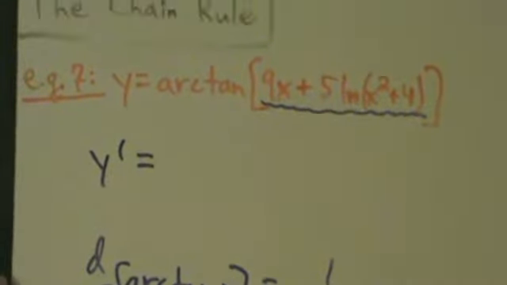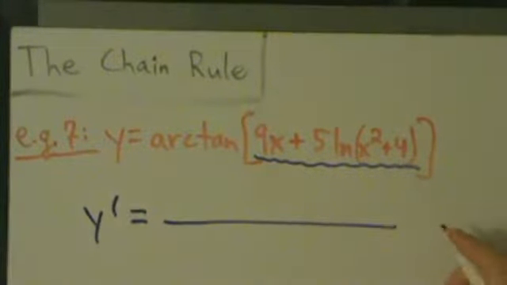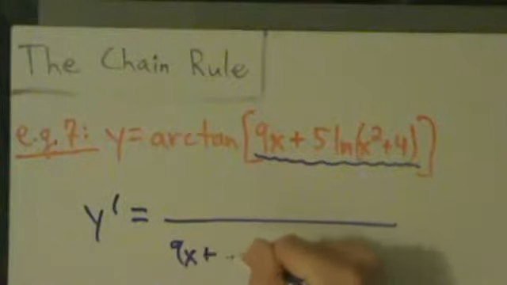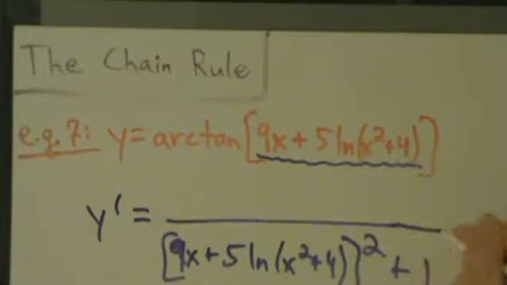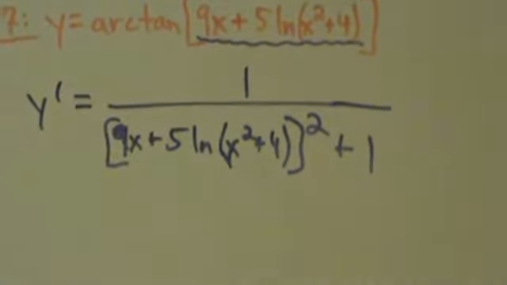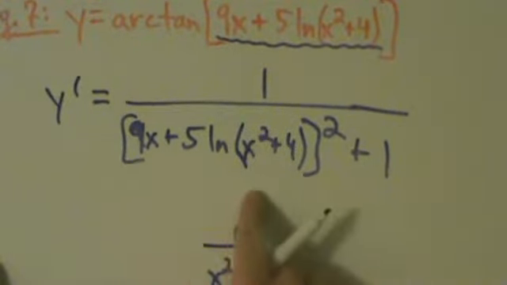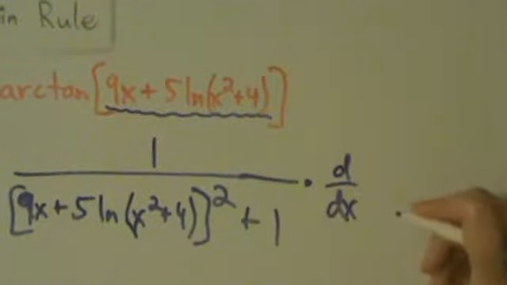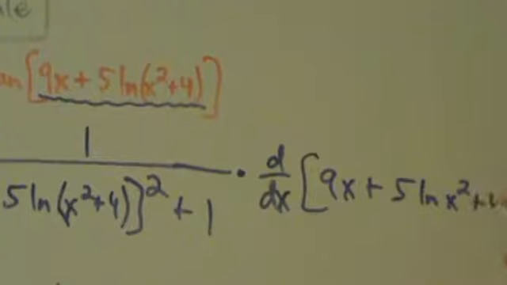Okay? So it's the derivative of the big guy evaluated at the little guy, and this whole thing in here is the little guy. Alright, so this is going to be kind of a big old mess here, but let's go ahead and do it. So we're going to have the derivative of the big guy evaluated at the little guy. It's going to be 1 over 9x plus 5 natural log of x squared plus 4, that whole thing squared, and then plus 1. Now we can put the 1 on top here. Because remember, the big guy is arctangent, and the derivative of arctan of x is 1 over x squared plus 1, but we want the derivative of the big guy evaluated at the little guy, so instead of x squared, it's going to be the little guy squared, and the little guy is this big mess in here. So then chain rule says multiply by the derivative of the little guy. So now we multiply by d dx of the quantity 9x plus 5 natural log of x squared plus 4.